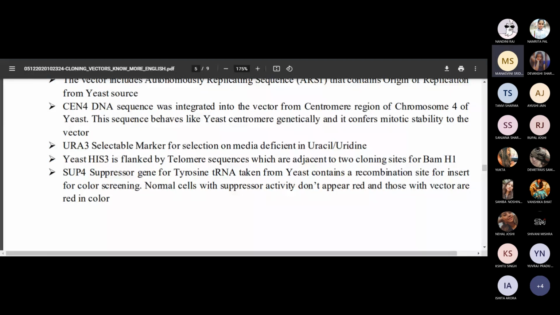SUP4 suppressor gene for tyrosine tRNA taken from yeast contains a recombination site for insert for color screening. Normal cells with suppressor activity don't appear red, and those with the vector are red in color.